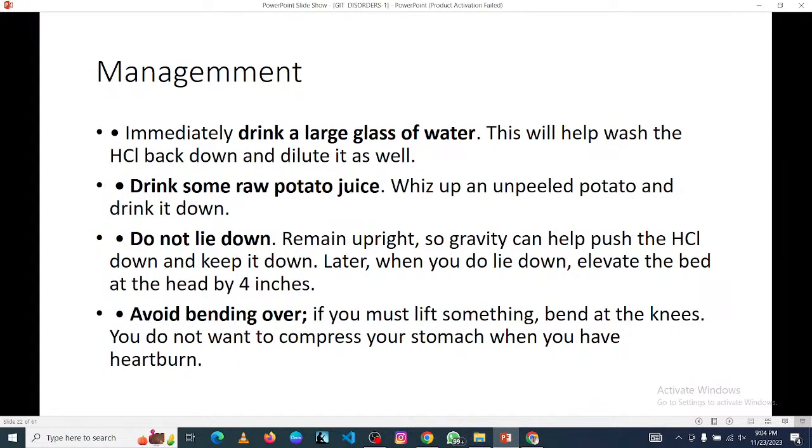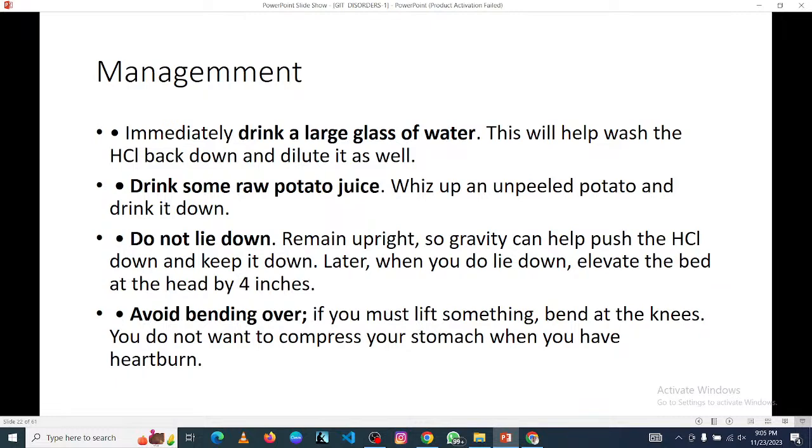Activated charcoal is very, very good for heartburn. We have raw potato juice, which is very, very good for heartburn, and with raw potato juice alone, you can do away with heartburn. For the raw potato juice, you can use your juicer to make half a cup. Half a cup is about 125 ml.